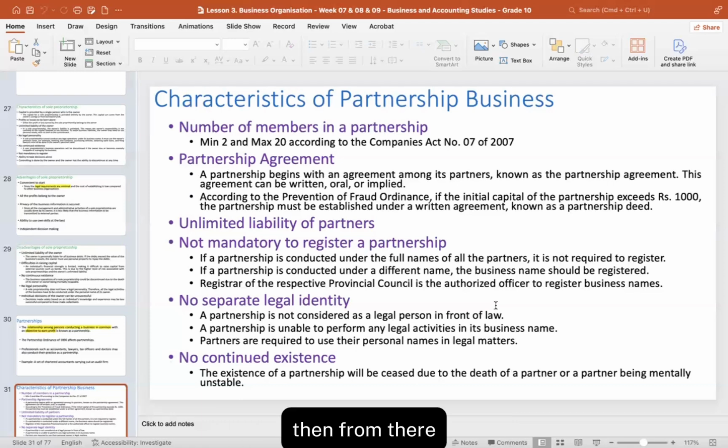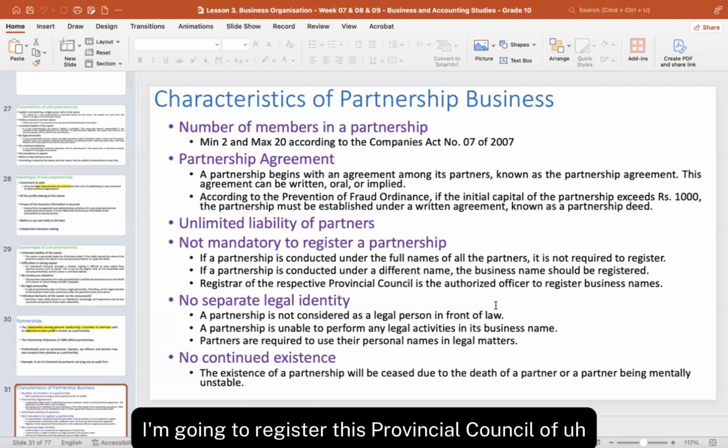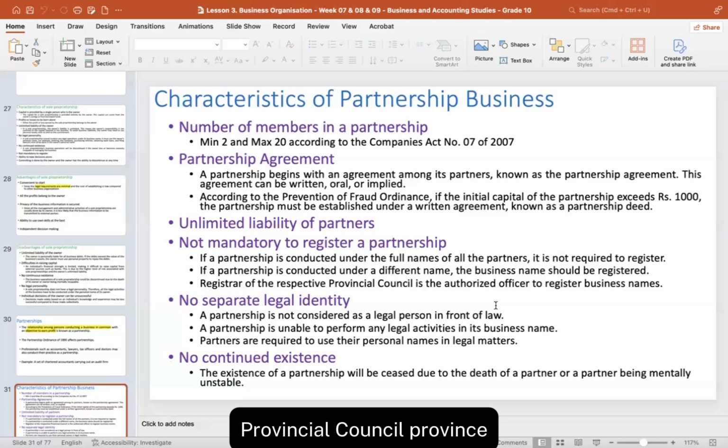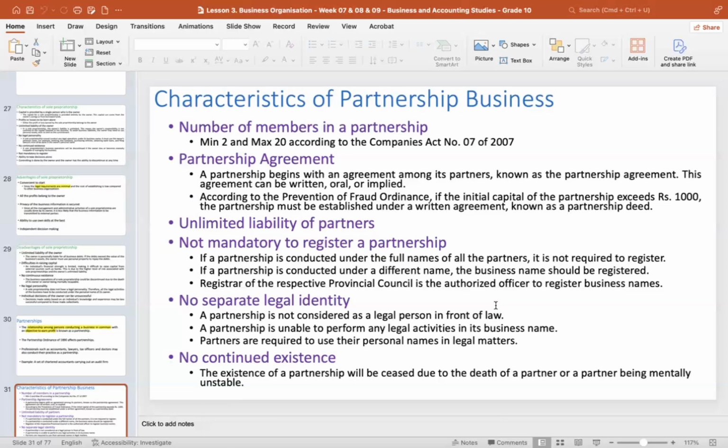Okay. Then from where are you going to register this? Provincial council. This business must be registered at the provincial council.